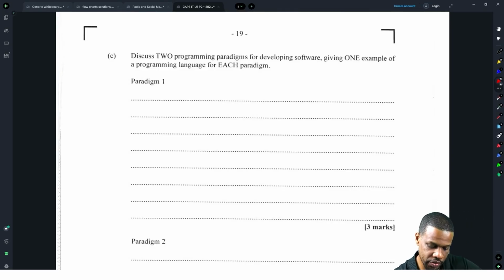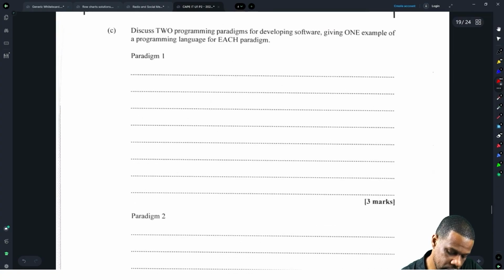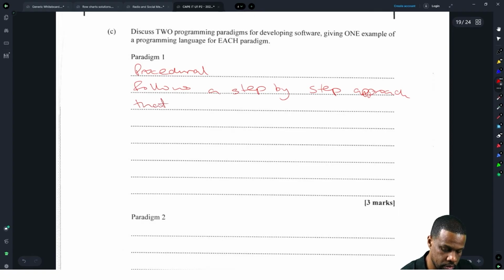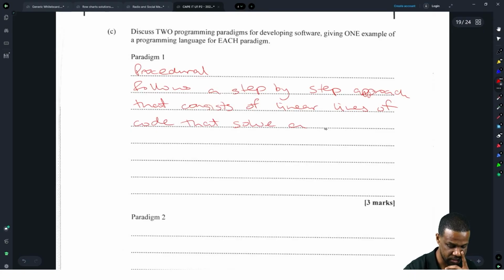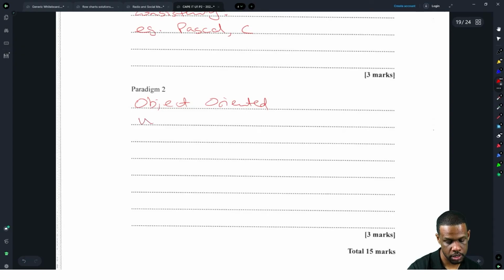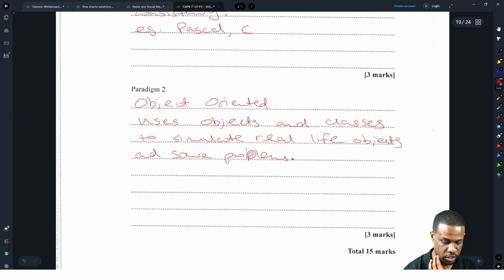All right, discuss two programming paradigms for developing software, giving one example of each. Let's go with procedural, the easiest one. This one follows a step-by-step approach that consists of linear lines of code that solve a problem consistently. An example of procedural would be Pascal or C. Paradigm 2 could be object-oriented, which uses objects and classes to simulate real-life objects and solve problems accordingly.